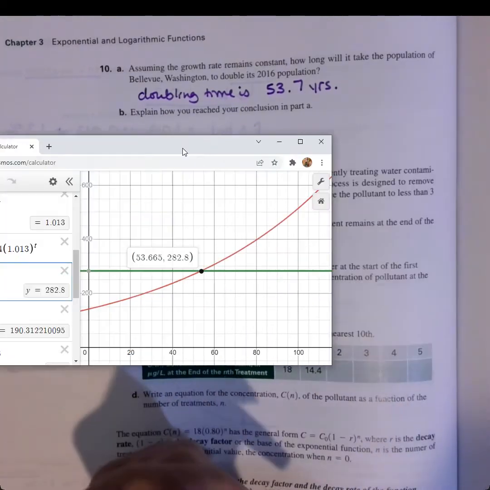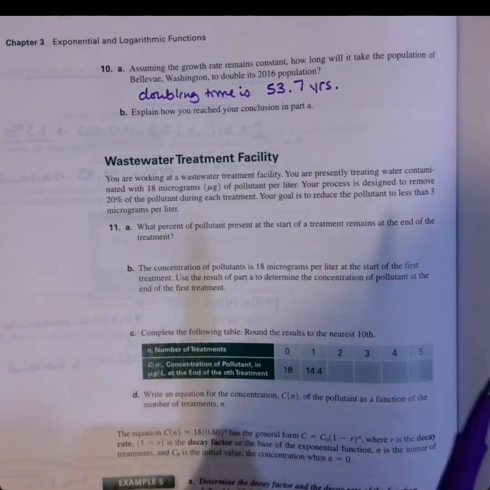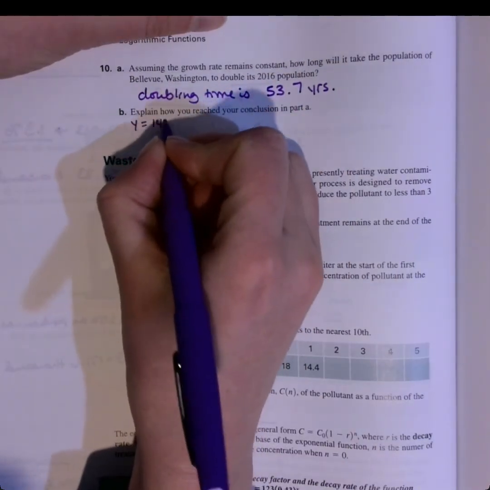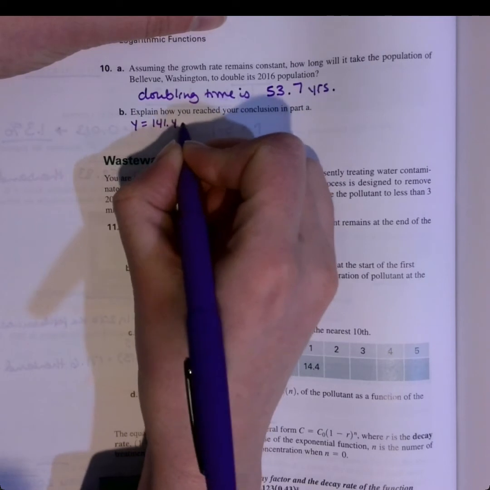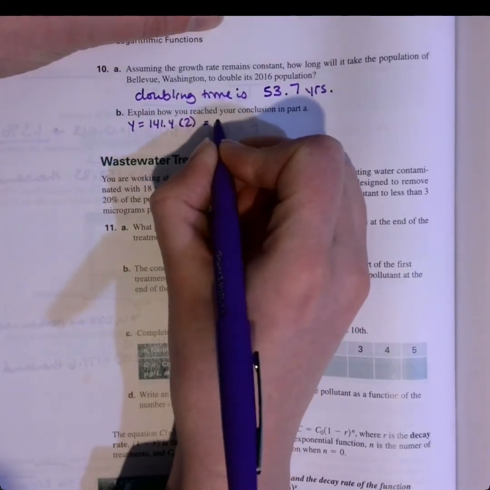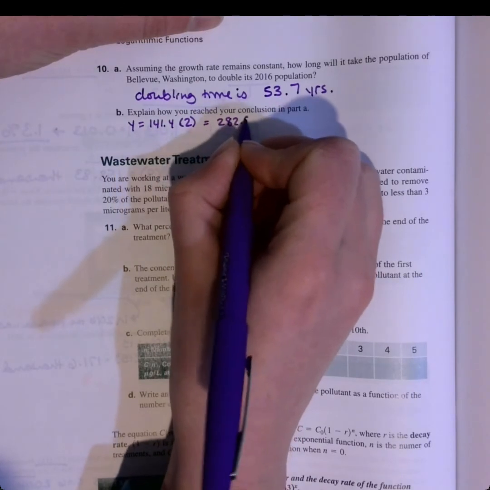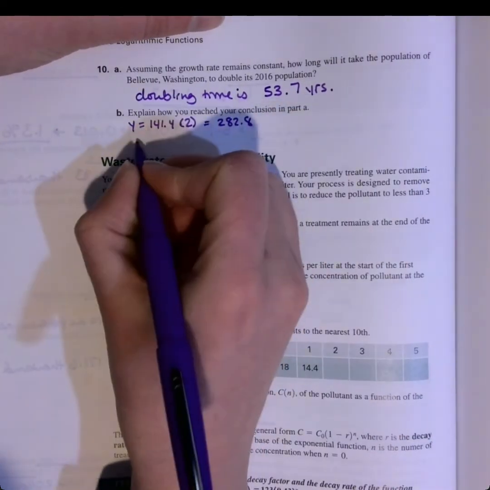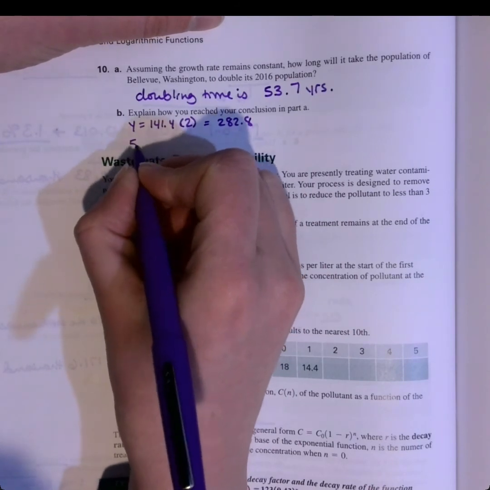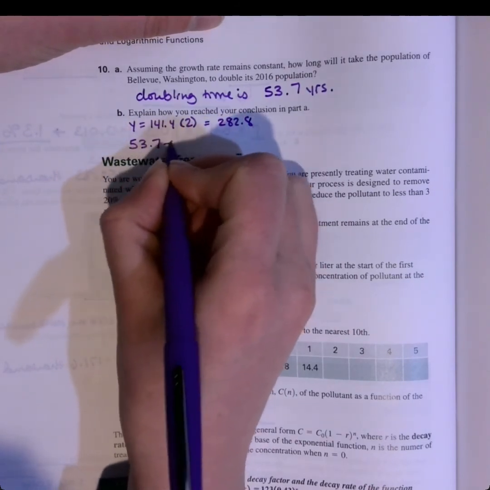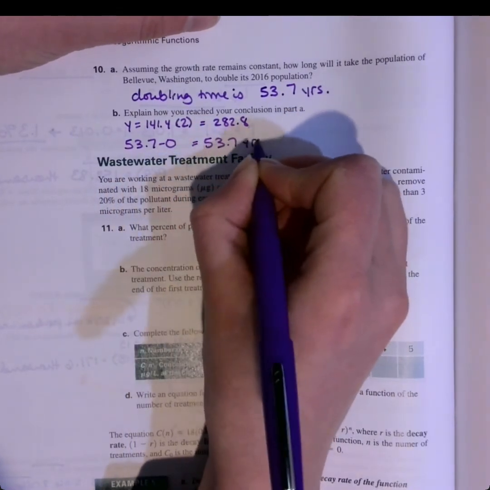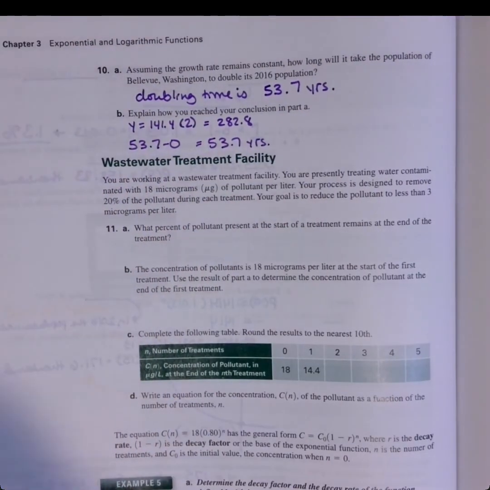Explain how I reached my conclusion in part A. So I graphed y equals 141.4 times 2, which was 282.8. And the ordered pair right here was going to have that 53.7 minus 0 is 53.7 years. Hopefully that's a good enough explanation for how I did that.